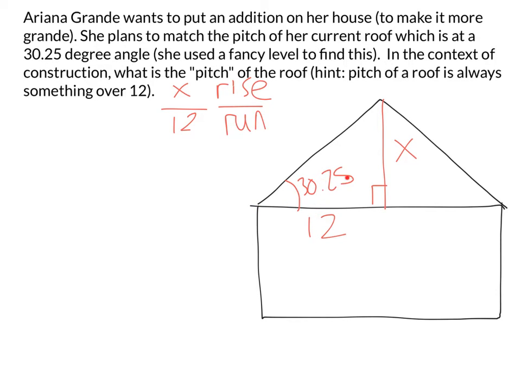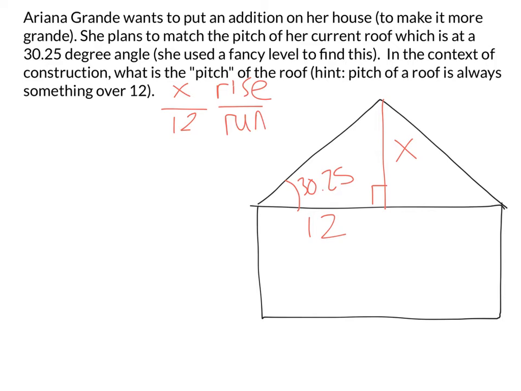Over 12 and up x. Every single time your rise is up x, your run is over 12. Up x, over 12, and so on. It's not like it's 12 the full length. That's just the slope of it. And we want to figure out what this number is, so we're basically figuring out what our slope is.